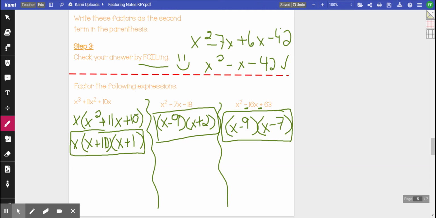All right, so we're going to pause the video right here. This is going to be part number 1. If you choose to keep watching part number 2, we're going to talk about difference of squares and perfect square trinomials, as well as that factoring by grouping.